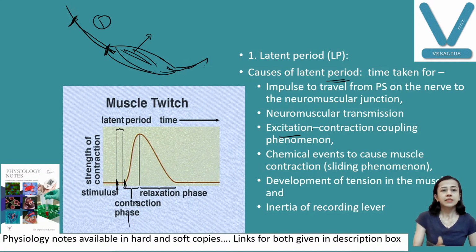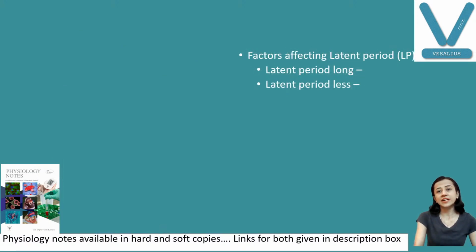I repeat, number one, the impulse travels from the point of stimulus to the muscle, the neuromuscular junction. Second, the impulse has to cross the neuromuscular junction. Third, after crossing, it produces muscle contraction, so excitation-contraction coupling also requires time. Chemical events and sliding phenomena require time. Tension is developed in the muscle, and lever inertia also takes some time. Next is factors affecting latent period.